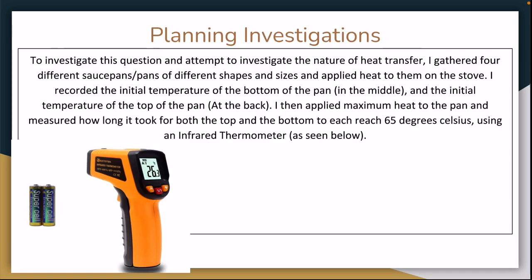I recorded the initial temperature of the bottom of the pan in the middle and the initial temperature of the top of the pan at the back. I then applied maximum heat to the pan and measured how long it took for both the top and the bottom to each reach 65 degrees Celsius using an infrared thermometer.